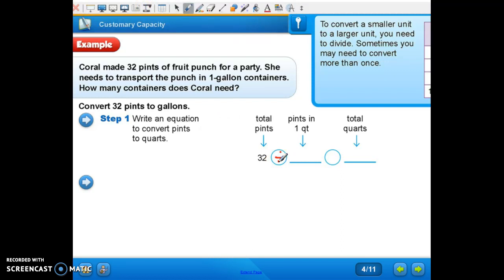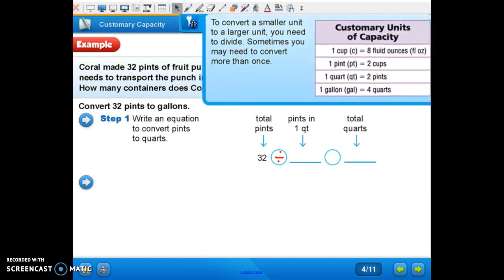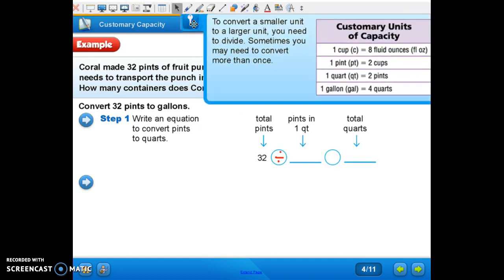So how many pints are in a quart? I have this little table that I couldn't really bring out. How many pints in a quart? 2. So 32 divided by 2 equals 16.